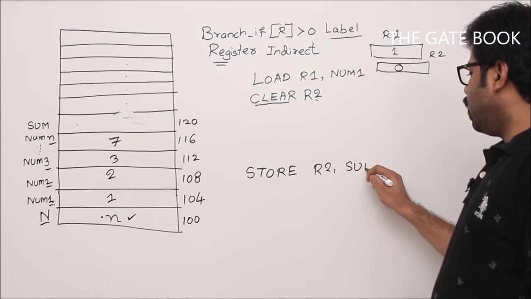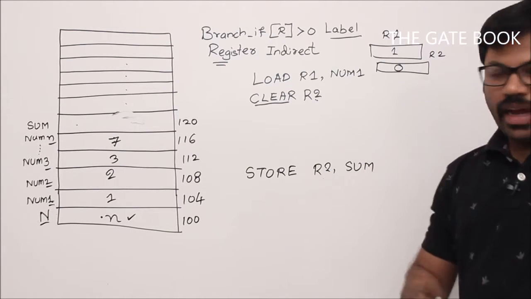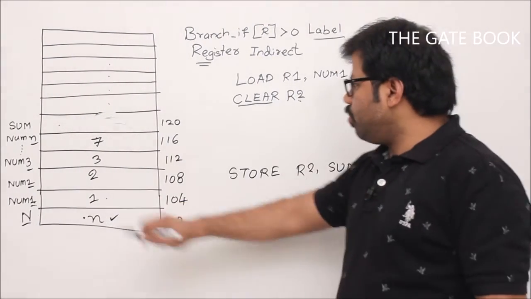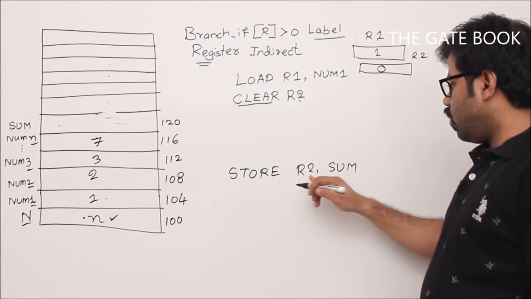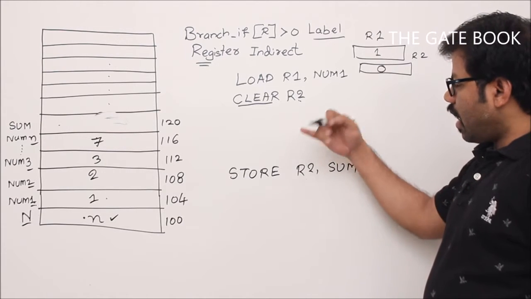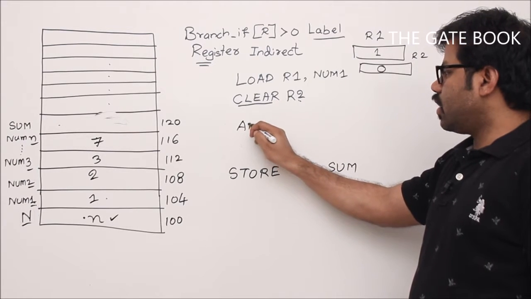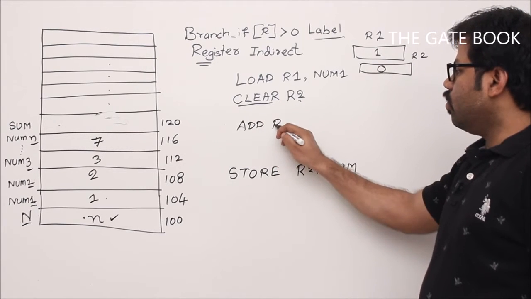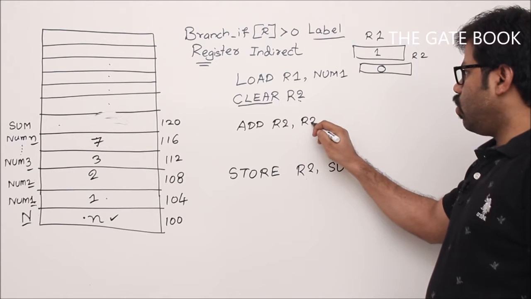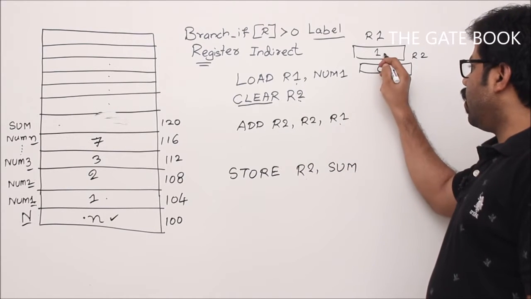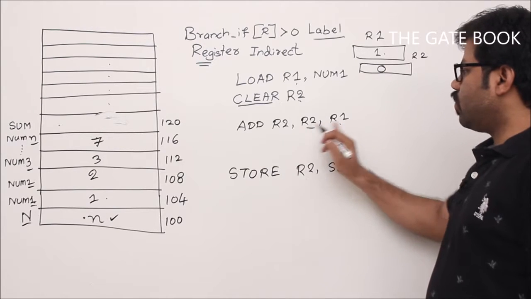Then automatically 0 will be stored. But actually, what do you want to do? You want to add +1, right? That means before storing that R2 value into sum, we should add that R1 value into this one, correct? For that, let us use the instruction add R2, R1. So already R1 contains 1, R2 contains 0, 0 plus 1 is 1.